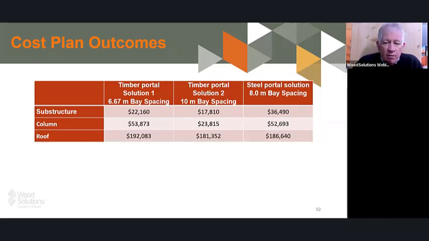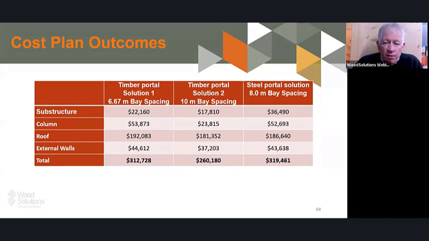The roof, pretty much the same cost throughout, but we'll go into a bit more detail shortly about it. External walls, again, pretty much the same. The purlin costs or girt costs of the walls in the timber portal option 2 were a little bit cheaper. So the total meant that the timber portal at the 10 metre base spacing ended up being cheaper, while the timber portal solution 1 and the steel solution were pretty much line ball with each other. The difference between those is not enough to point out a significant difference, but the timber portal solution option number 2 was cheaper.